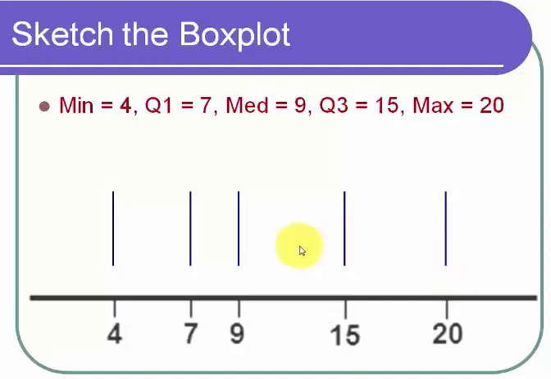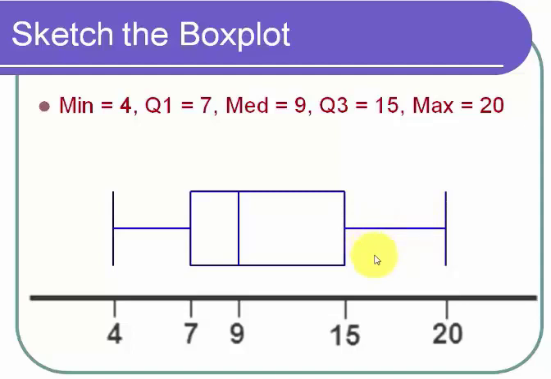Then I draw my box. So the box connects the first quartile and the third quartile. So I connect the bottom of the box by connecting 7 to 15 at the bottom. And I connect the top of the box by connecting 7 to 15 at the top of those bars. Then I draw what's called the whiskers. So I draw my left whisker by connecting 4 to 7 in the middle of the bars. And I connect 15 to 20 in the middle of those two bars. And that's my box plot.